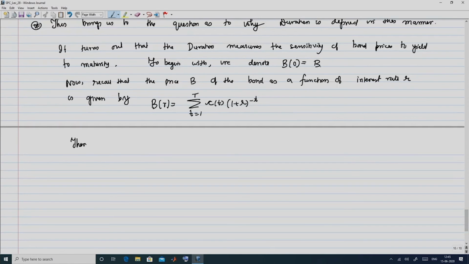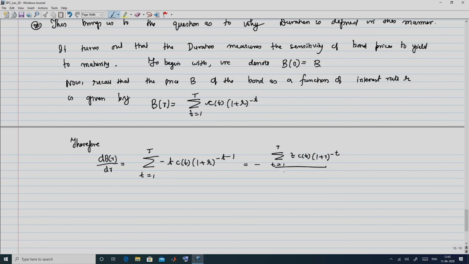So, therefore, what is going to be the sensitivity of the bond price as a function of R? For that we take dB over dR, and this is going to be the summation of minus t of C of t into (1 plus R) raised to minus t minus 1, t equal to 1 to capital T. This is minus the summation, t equal to 1 to capital T, of t C t into (1 plus R) raised to minus t divided by 1 plus R.